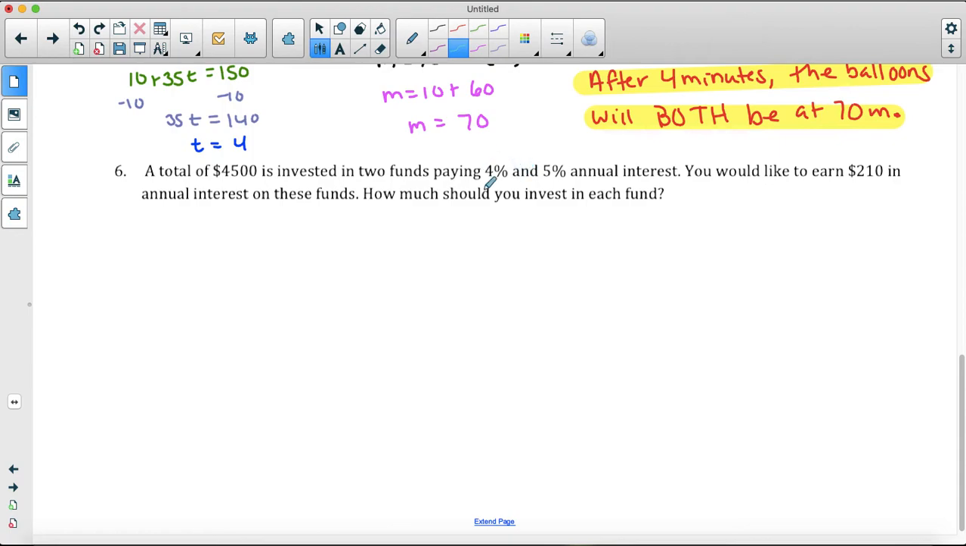Since we have 4% and 5%, it's not going to be easy to use letters to represent the 4 and the 5, so I'll just use x and y. I'll say that x is the 4% fund, and that y is the 5% fund. So with the 2 funds, we have a total of $4,500 that is invested in these funds. So our first equation would be x and y together have a total of $4,500.